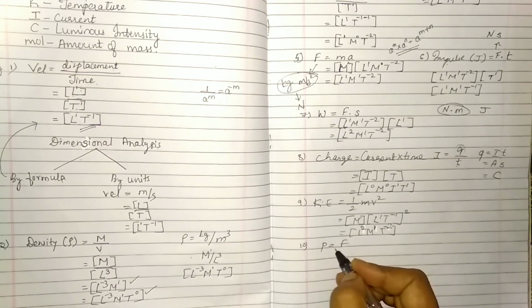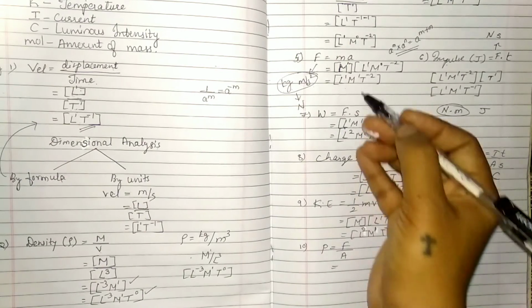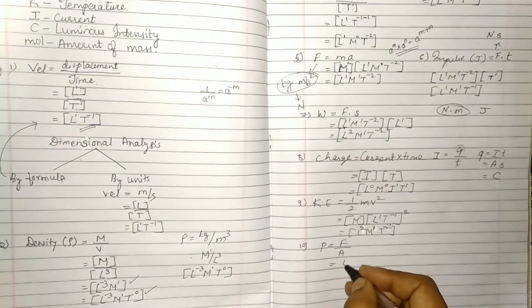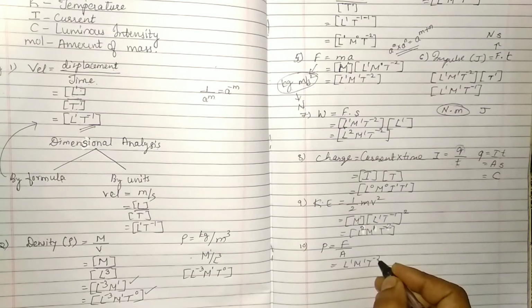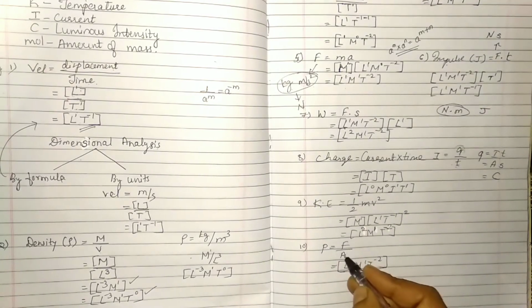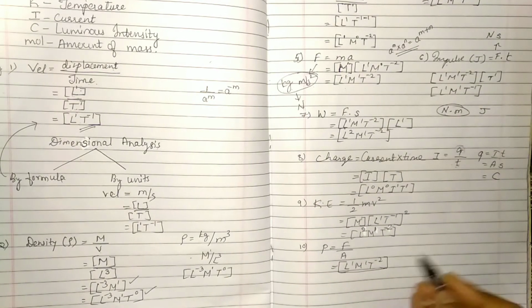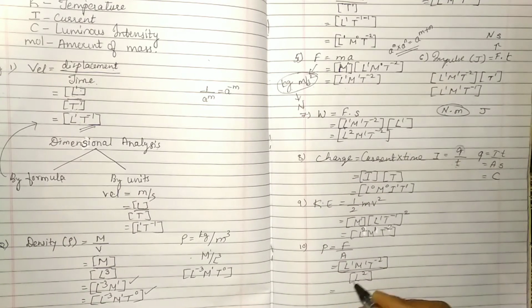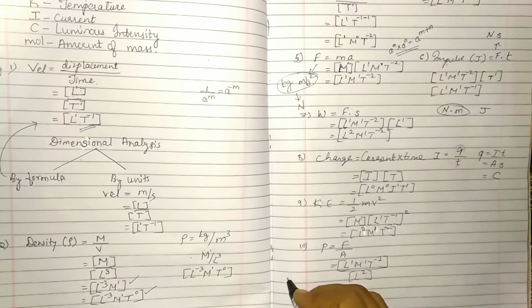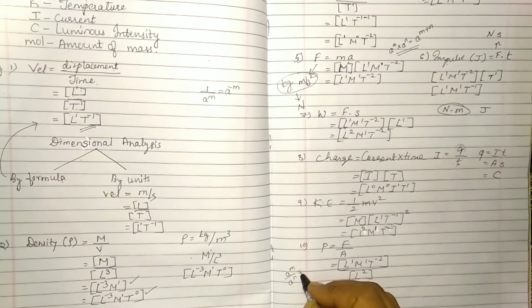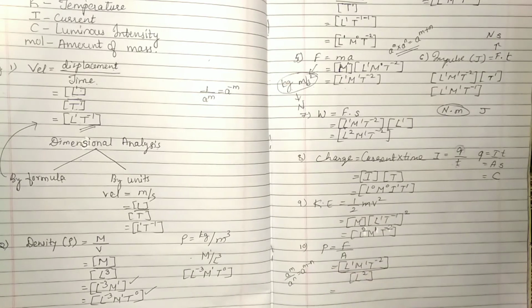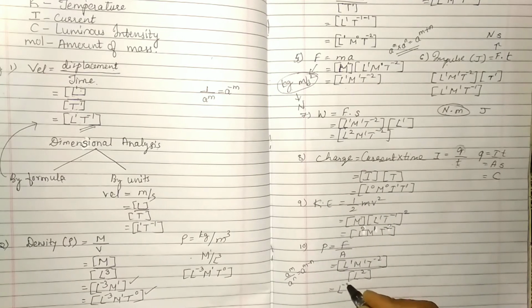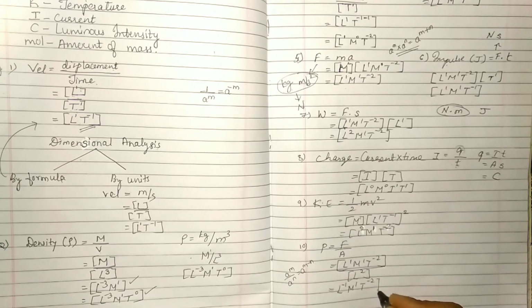Pressure is force upon area. Force is L1 m1 t raised to minus 2. Area we always represent in meter square, so it is length square. If you combine all these, once again you have to apply indices: A raised to m over A raised to n is A raised to m minus n. If you apply 1 minus 2, it is L raised to minus 1. Then it is L raised to minus 1 m1 t raised to minus 2.